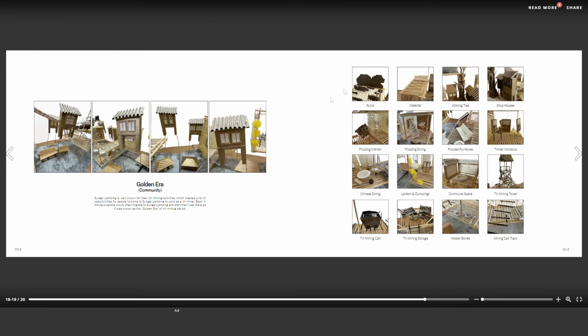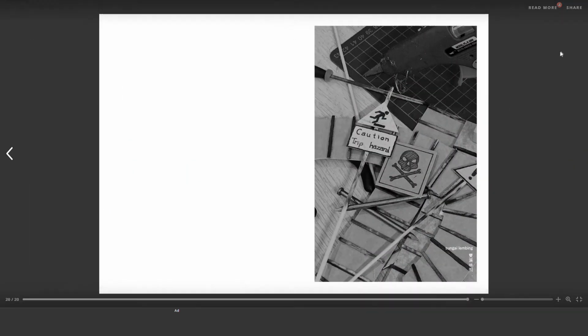So here you can see the components that help to narrate and create the whole narration of the four components. And that is all for our task 2 report. Moving on to our video.